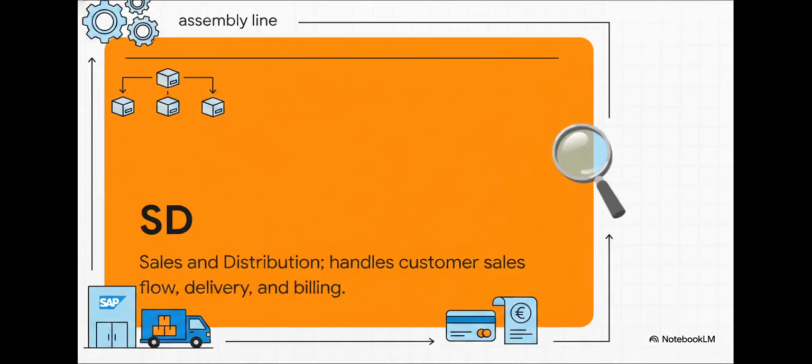And at the very end of that digital assembly line, we reach SD, Sales and Distribution. This is the final stop at the loading dock. The SD module handles the entire customer sales flow. It seamlessly manages the delivery of the finished goods to the customer and ensures the billing process is perfectly completed. It's the moment where the product officially leaves the SAP building and goes out into the real world.